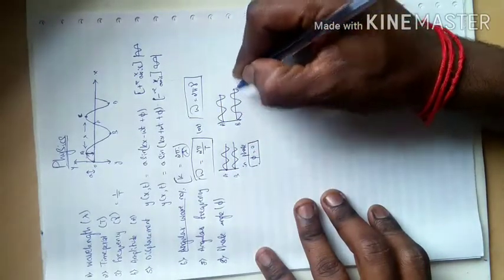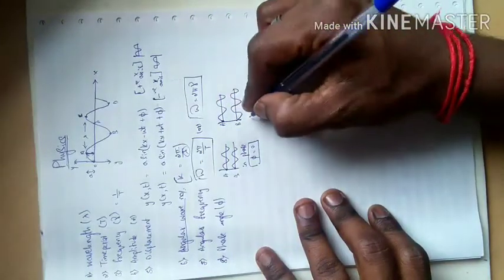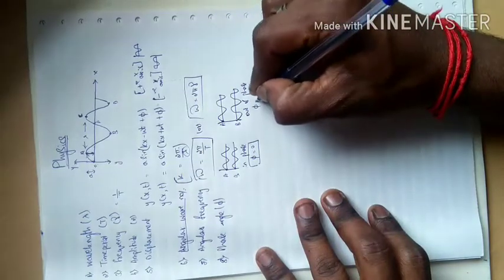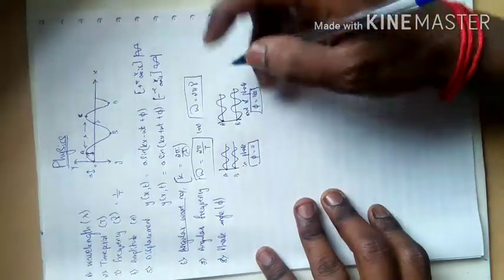Now see here, this is starting in positive and this is starting in negative, exactly opposite. This is called out of phase. Out of phase means what is the phase angle? 180 degrees. That means exactly opposite to it.